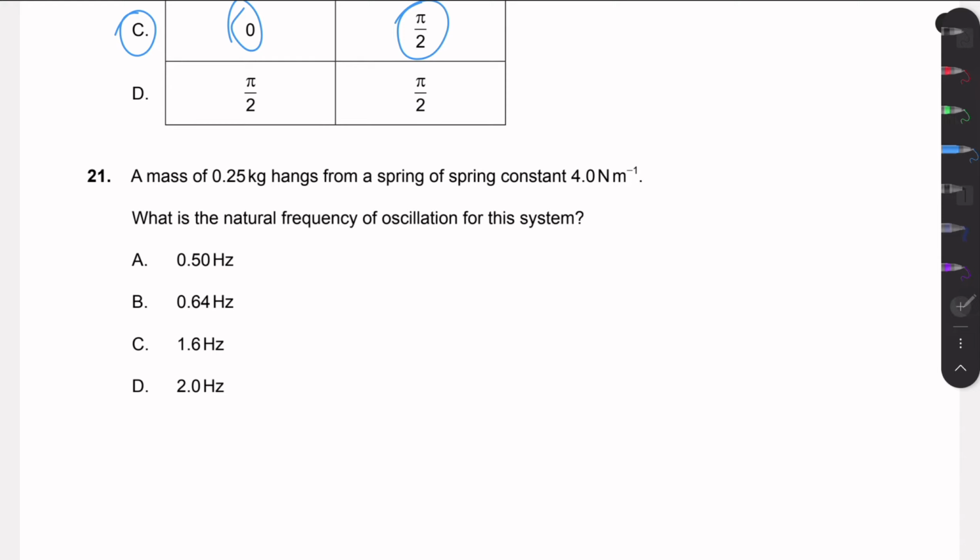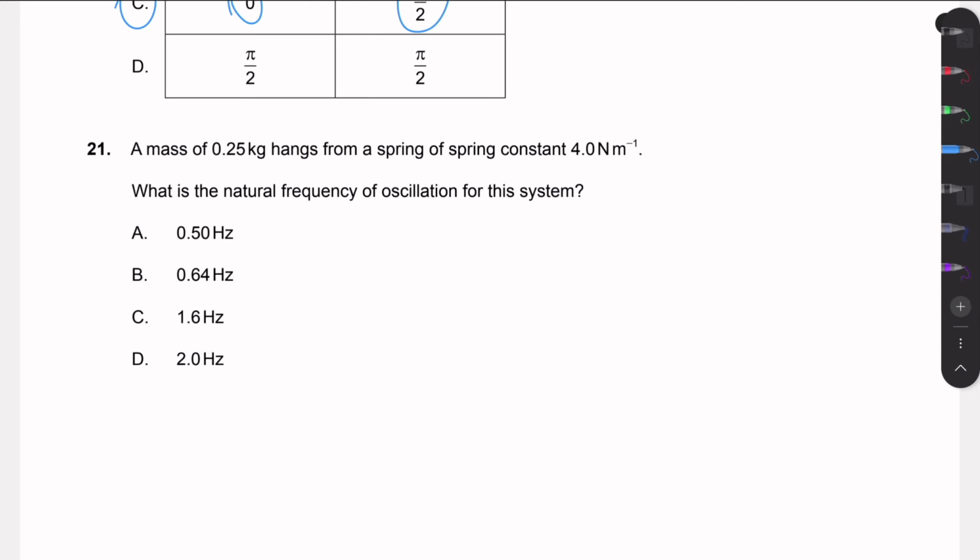Question 21. We have a mass of 250 grams hanging from a spring constant of 4 Newton per meter. We need to calculate the natural frequency. Well, the natural frequency is just the frequency that it would want to oscillate at. So that would be technically the frequency at which its amplitude would be the largest. But usually that's the case we always have to consider, except when we talk about damping, but we don't have any specific formulas for damping.